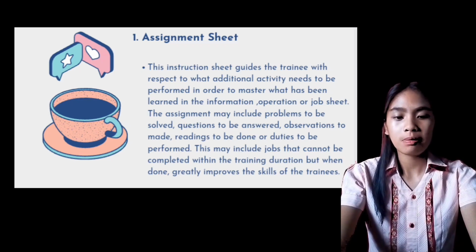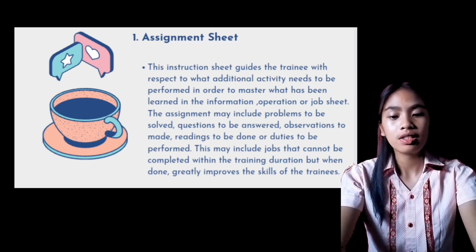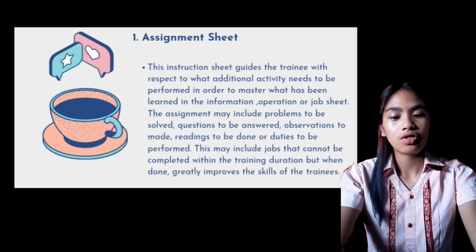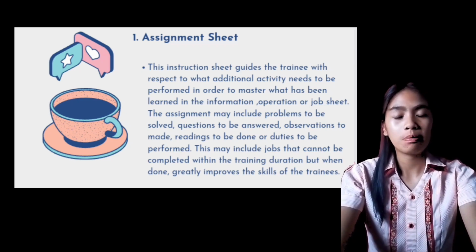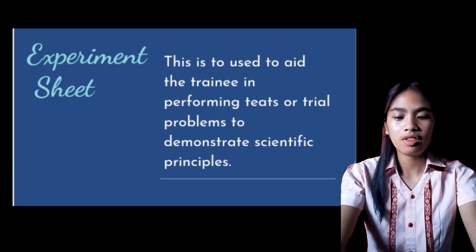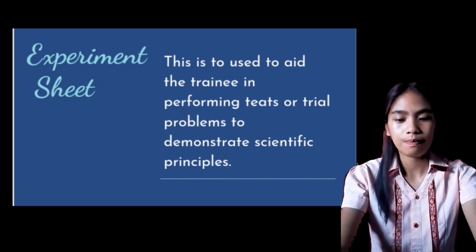The assignment may include problems to be solved, questions to be answered, observations to be made, readings to be done, or duties to be performed. This may include jobs that cannot be completed within the training duration, but when done, greatly improve the skills of the trainees. Second, we have this experiment sheet.